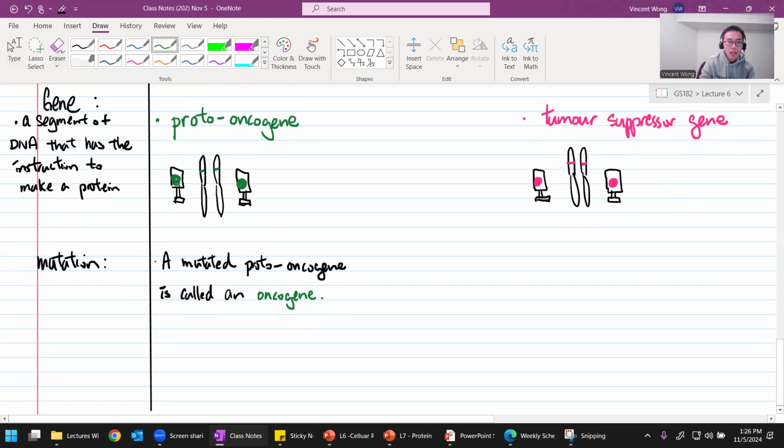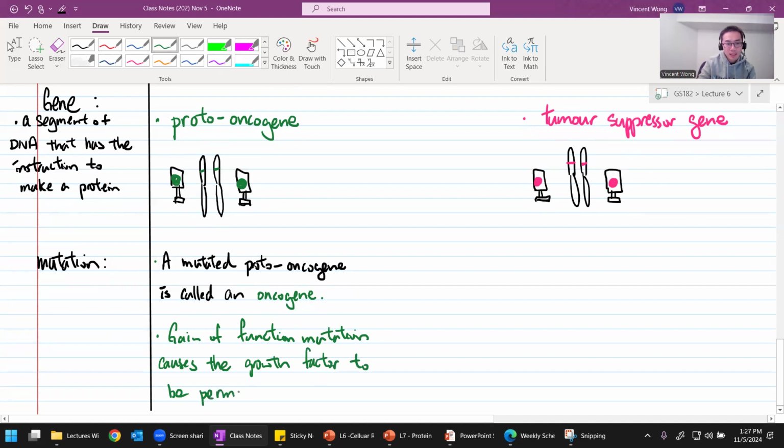All right. So what kind of mutation are we talking about here? The kind of mutation is called a gain of function mutation. It causes the growth promoter, growth factor, to be permanently activated. Okay, copy it down first, and I will explain.